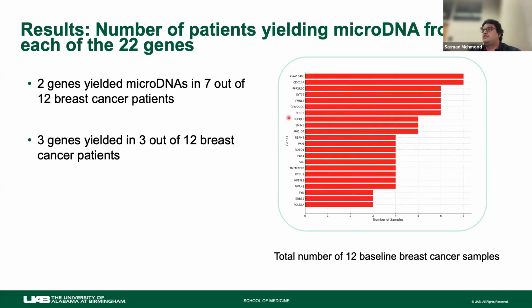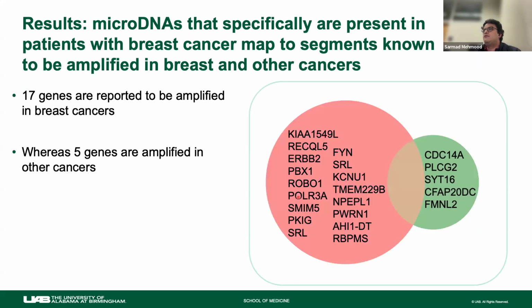In our results, we saw that two genes, KIAA1549L and CDC14A, are present in 7 out of 12 breast cancer patients, and three genes, FYN, ERBB2, and POLR3A, are present in 3 out of 12 breast cancer patients. We noted that 17 genes from these 22 genes are previously reported to be amplified in breast cancers, whereas 5 genes are amplified in other cancers.